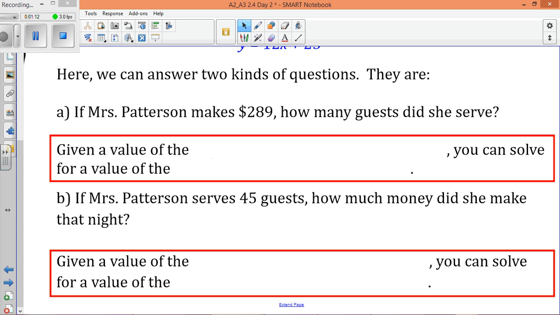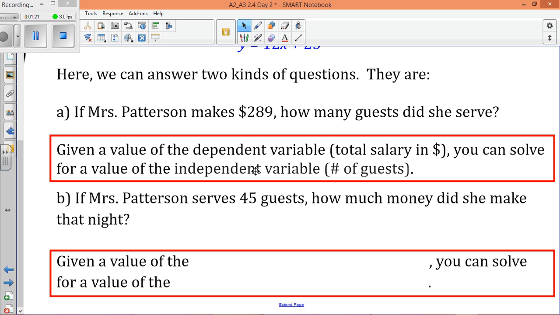Okay, so here we are given the value of the dependent variable, $289, the total salary in dollars. And you can solve for then the value of the independent variable, the number of guests. So we're given 289, y, and we're asked to solve for x, okay? If we have an equation with two unknowns, y and x, if we're given one, we substitute for that, and then now we have an equation of just one variable. So we can easily solve this equation using the equation balancing methods that we know.